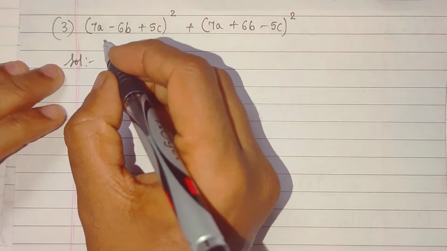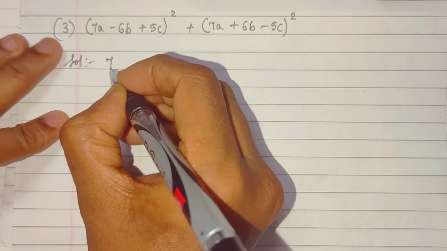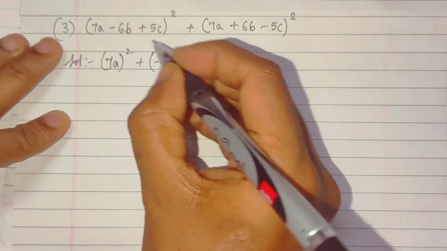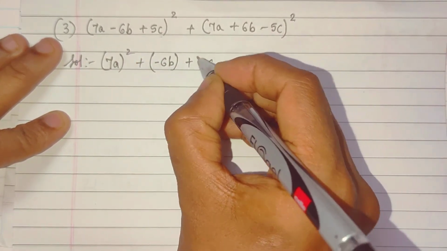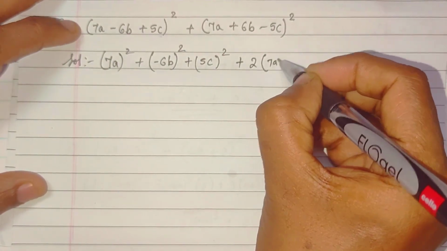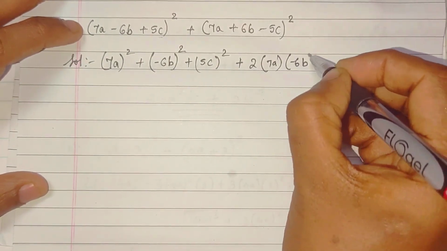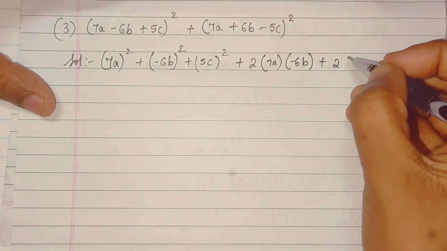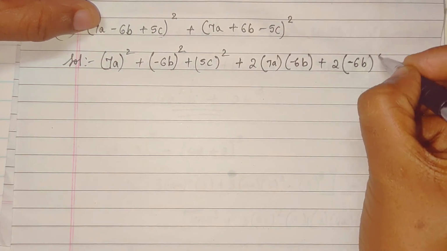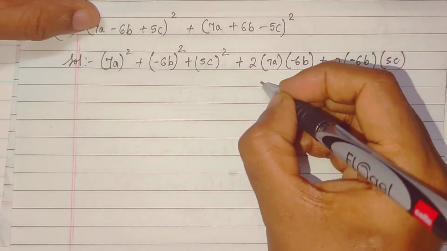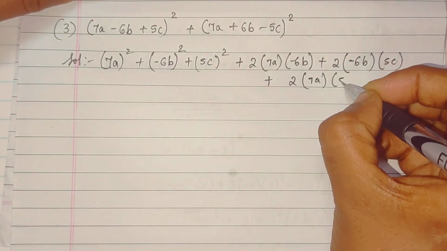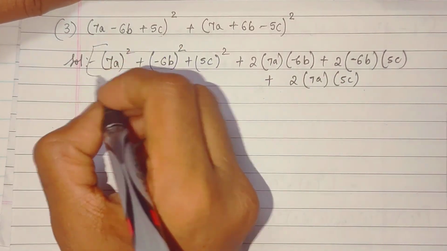Third sum, again we have to use the formula for the first term, so that is a square plus b square, b is negative, then c square, then 2 into a into b. Wherever we have negative we have to take the minus sign. So 2 into b into c, then 2 into a into c. So the first term is done.